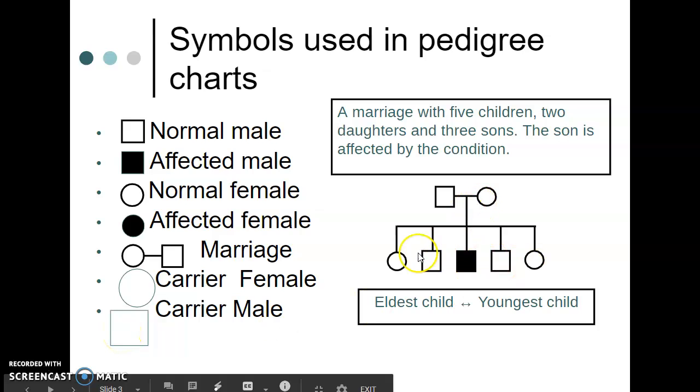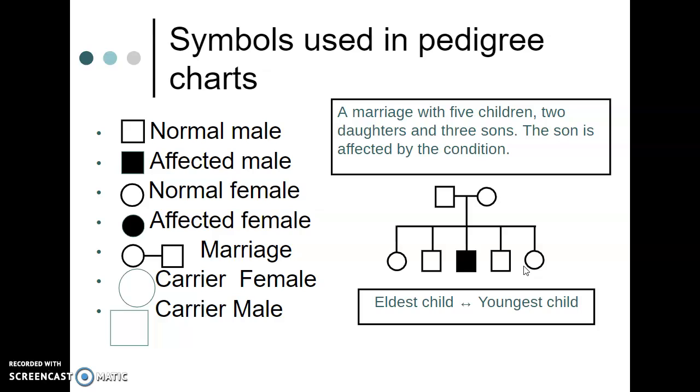So this couple had 5 children. The oldest is a girl, the youngest is a girl, the middle child was a boy, and he has whatever condition the pedigree chart was used for.